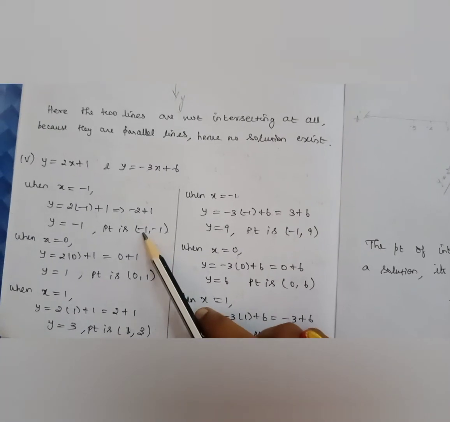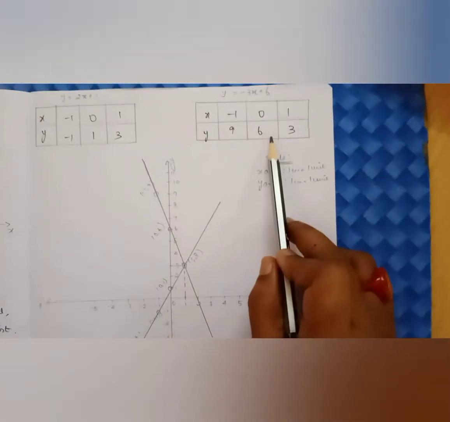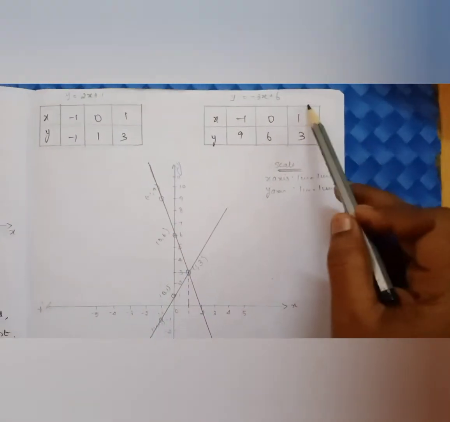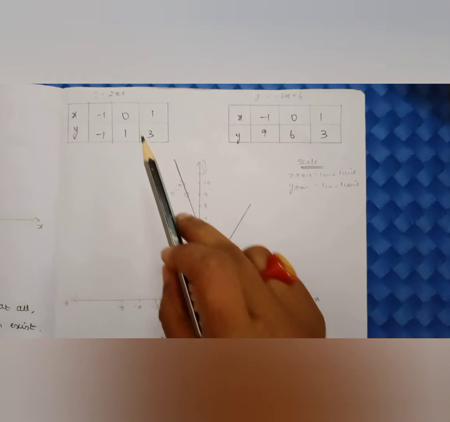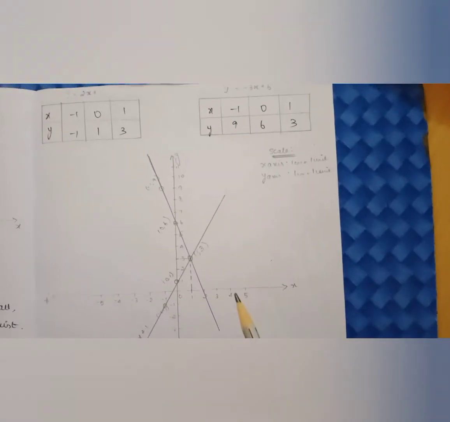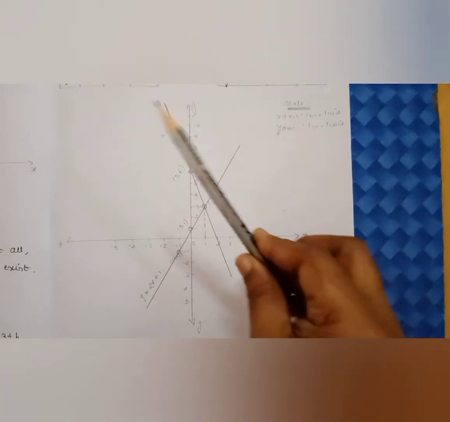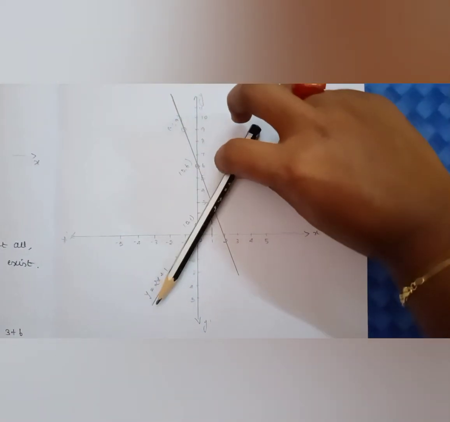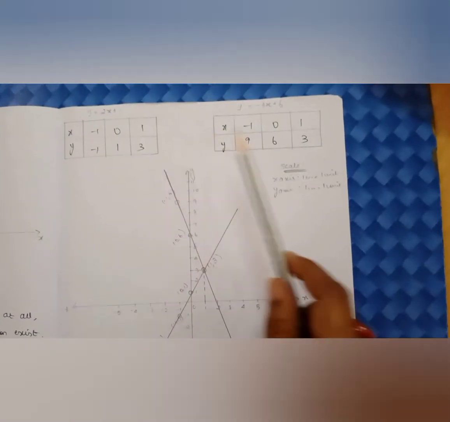So the first line has points minus 1, minus 1, 0, 1, and 1, 3. Shall we see the tabular column here? This is the first line, this is the second line. See here 1, 3, 1, 3, and we are having an intersection. Obviously, when two lines have a common point, then they will be touching at that point. Can you all see here? When I am drawing the line, the first line is like this, the second line is like this, and they are intersecting at 1, 3, which is the common point between both the lines.